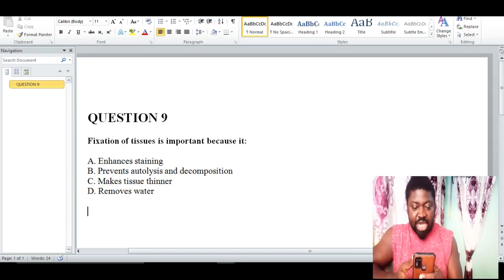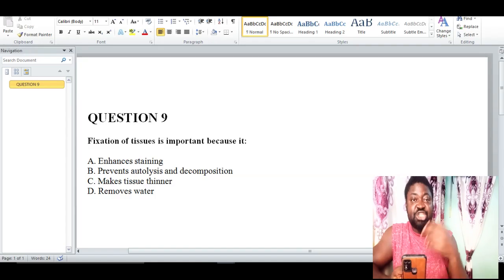Question 9 states, fixation of tissues is important because A, it enhances staining, B, it prevents autolysis and also decomposition, C, makes tissue thinner, and D, it removes water. Which is correct among this list? The correct option here is option B, which is, of course, prevent autolysis and decomposition. That is the importance of fixation.